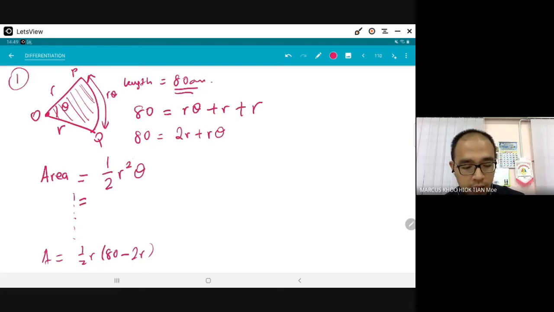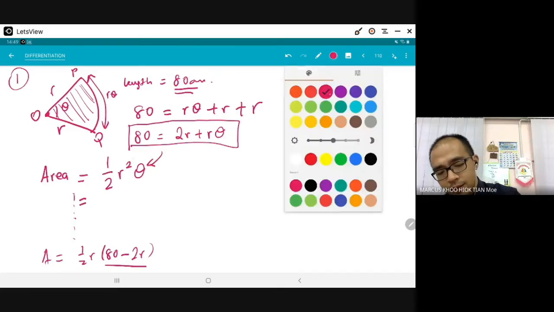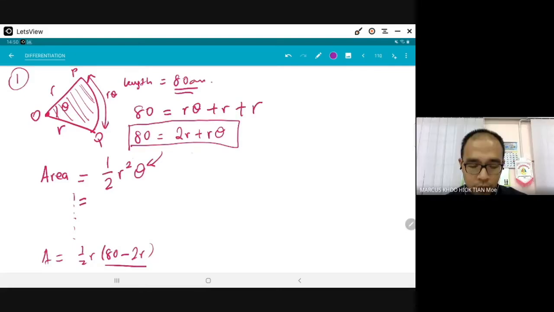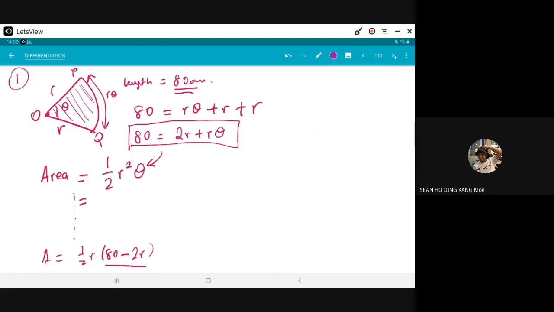Can you figure out how to put this inside here so that I can get this? Pindah-pindah. Tell me what to pindah-pindah. 80 equals 2R plus Rθ. Okay, so what should I do with this? 80 equals 2R plus Rθ. After that, when you find θ, you sub into the formula.